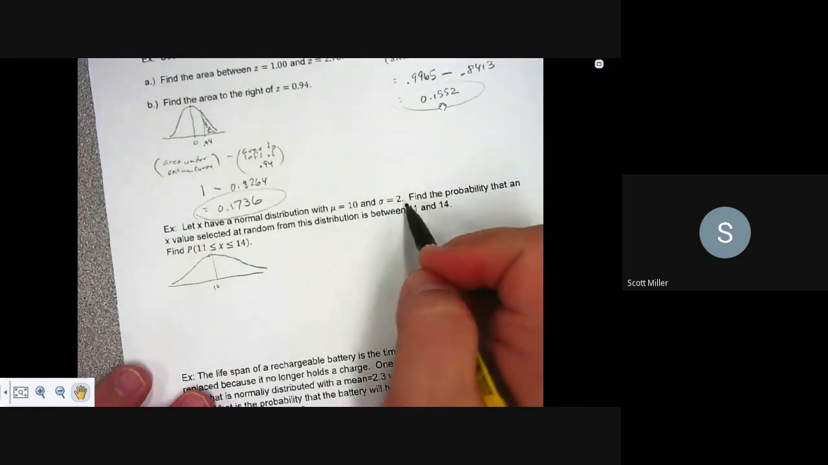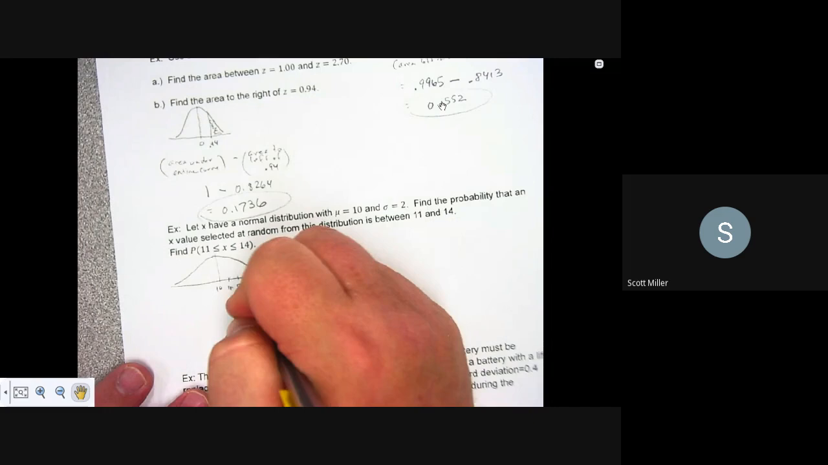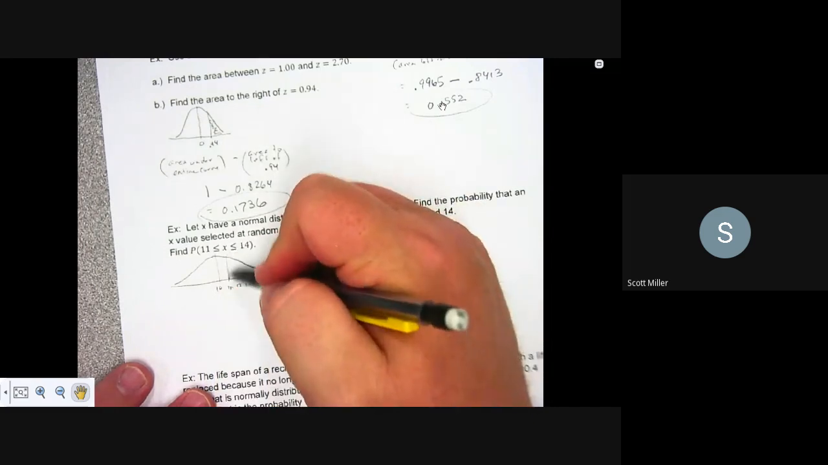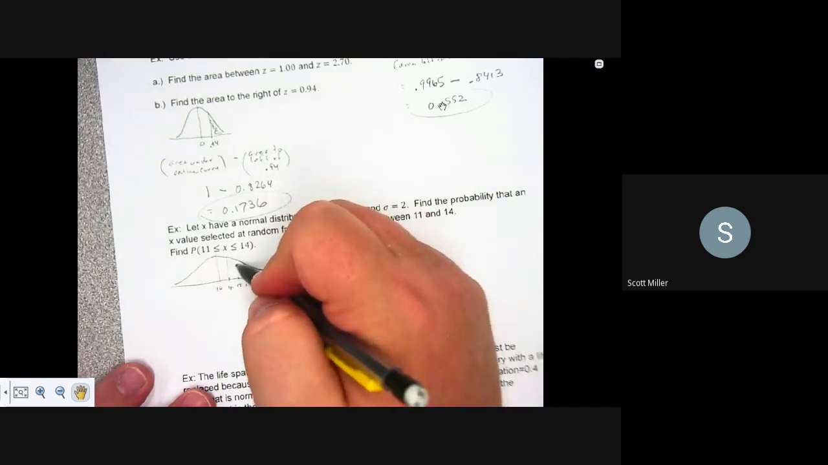So to do this, what this is saying here is, I have some normal distribution for this data set. This right here is the mean. This is 10. Standard deviation is 2, okay? So if this is 10, then 11, 12, 13, 14. I want to have basically between here and here. I want to find that area, that probability.